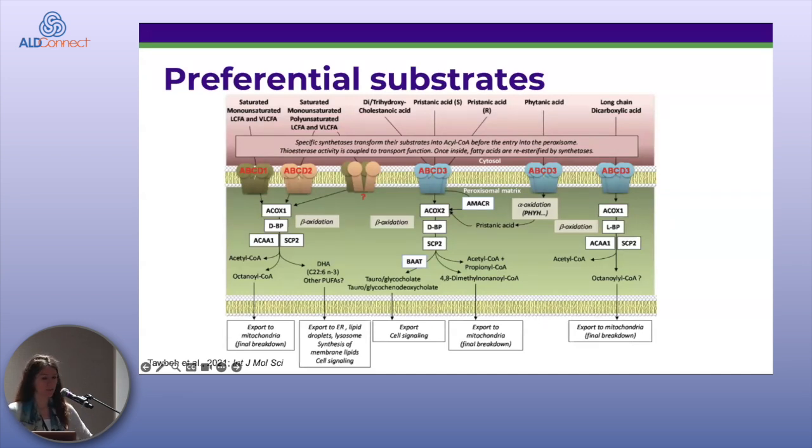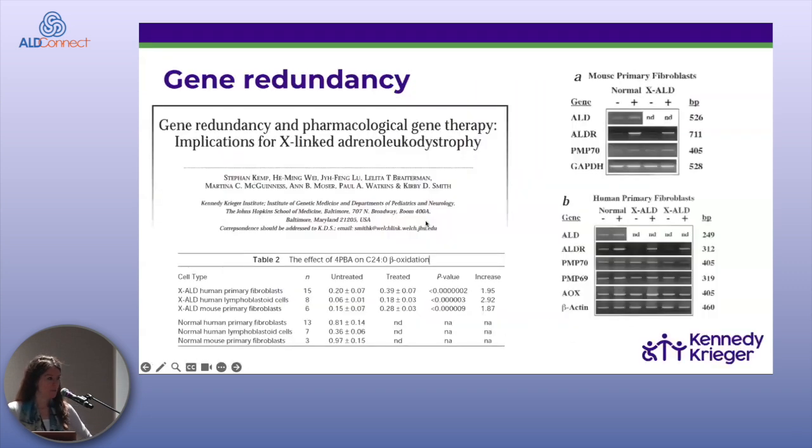And this is an idea. It's not necessarily a new idea, but Stefan Kemp did some really nice work in the late 90s looking at the gene redundancy of ABCD2 for ABCD1 and published a really nice work in Nature Methods at the time, showing that ABCD2 can in fact compensate for loss of ABCD1. And so this is something that he showed in ALD patient fibroblasts.